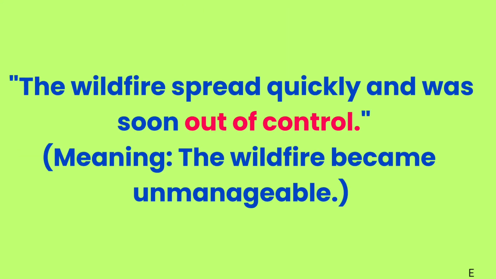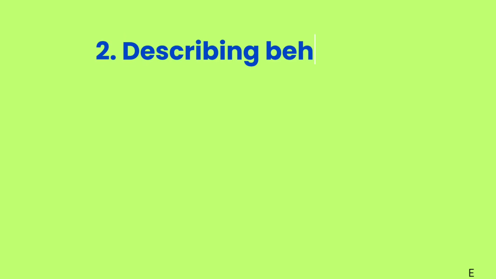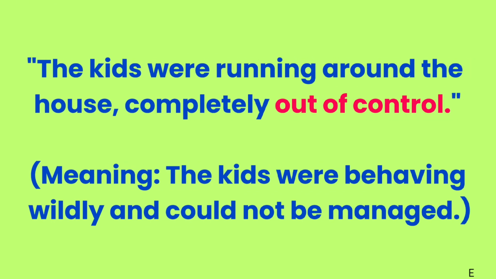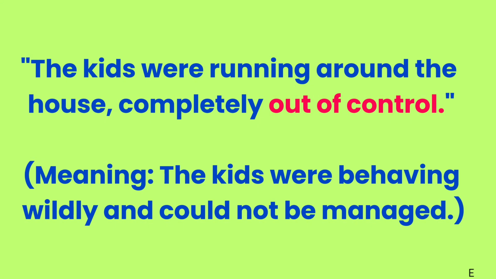The wildfire spread quickly and was soon out of control. Meaning, the wildfire became unmanageable. 2. Describing behavior. His anger got out of control and he started shouting at everyone. Meaning, he was unable to regulate his emotions. The kids were running around the house, completely out of control. Meaning, the kids were behaving wildly and could not be managed.